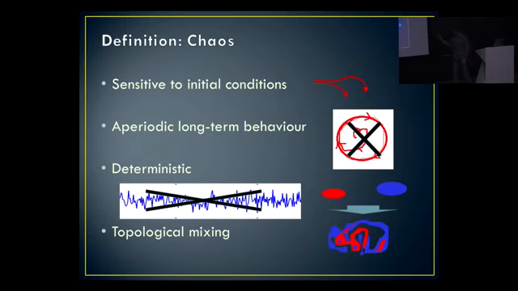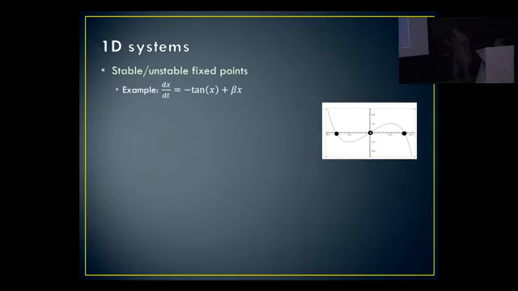So topological mixing is another one. If you evolve two regions of space in time, eventually they will mix. There's a formal definition, but I won't go into that, partly because I haven't looked at it.